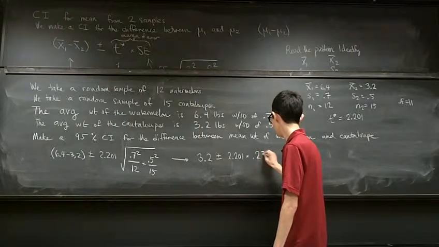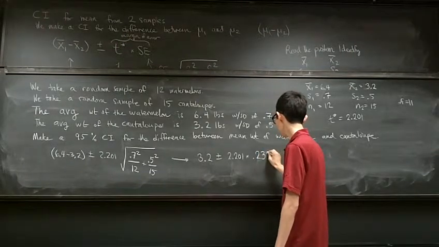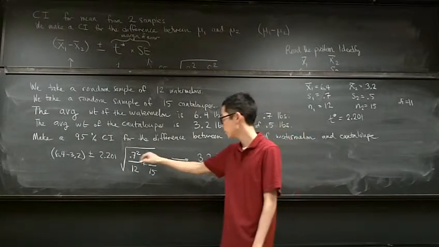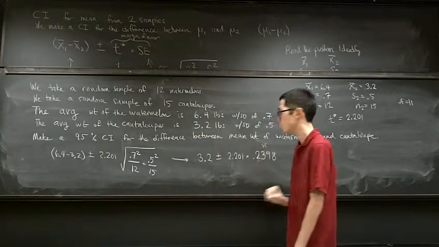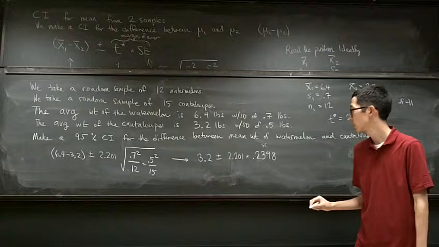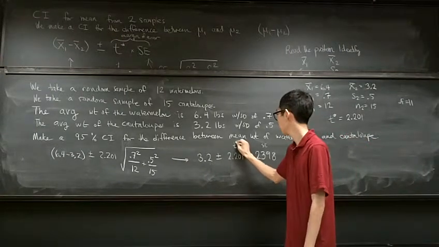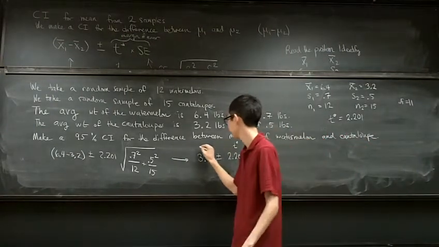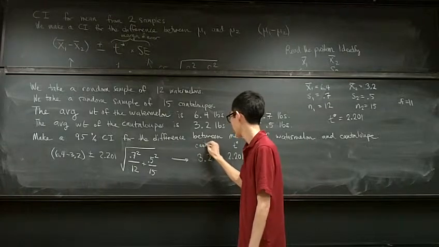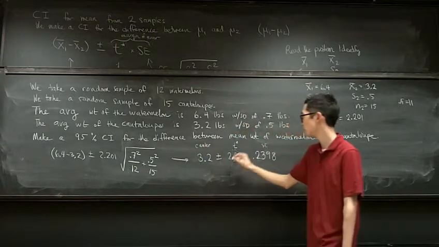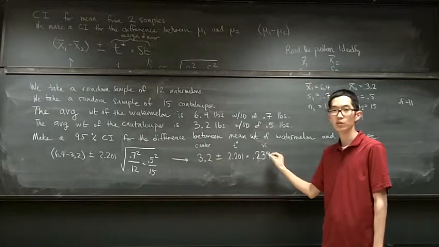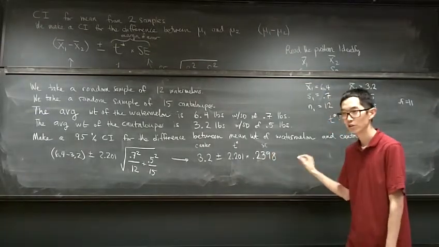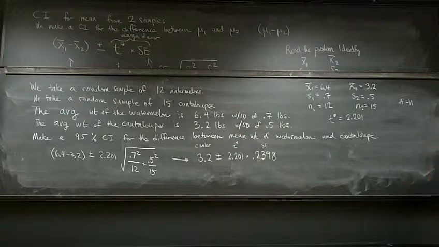Does that sound right? Okay, check your calculators to see if your standard error is 0.2398. Okay, 0.2395? Close enough, okay? So the center is 3.2, my T star is 2.201, and my standard error is 0.2398, or 0.2395, something in that vicinity.